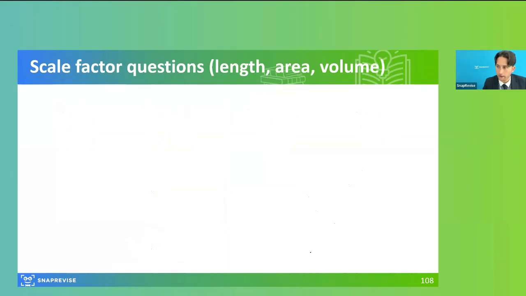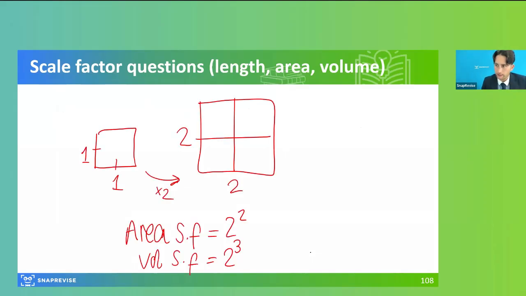Now, scale factor is another part of ratio and proportion that comes up in a lot of ways. A really big thing that keeps getting tested is area and volume scale factor. So if you enlarge something, the scale factor is to do with the length. So if I double something's length, the area doesn't get 2 times bigger. The area actually gets 4 times bigger.